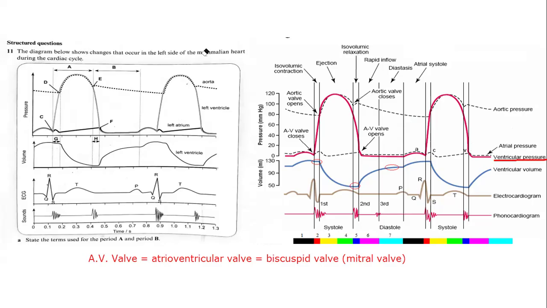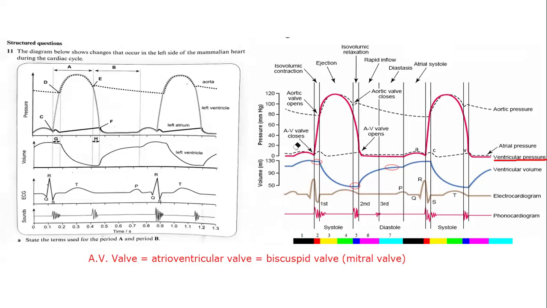The pressure. Okay, the pressure. Pressure where? In the ventricle. Very good. Sierra, what is the red line referring to? Ventricular pressure. Very good. And Charisma, what is the red line referring to? And Haley, what is the red line referring to? Ventricular pressure. Very good, ventricular pressure.